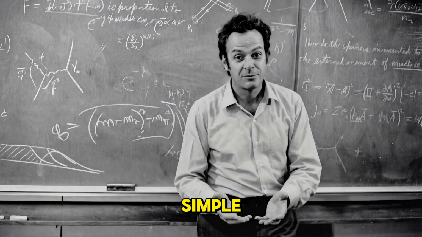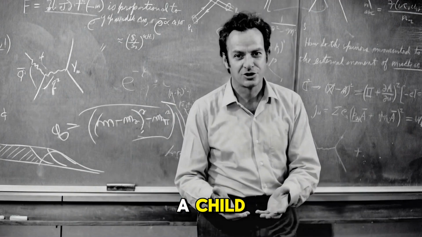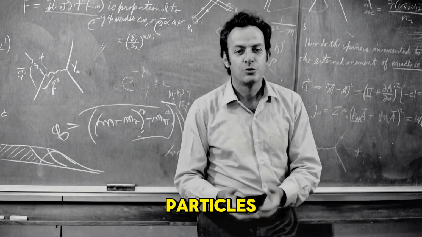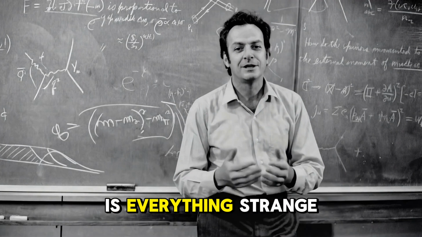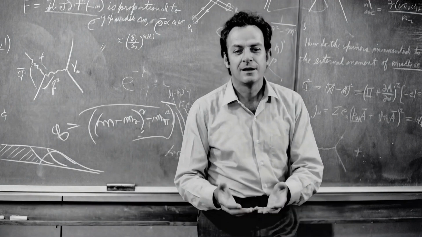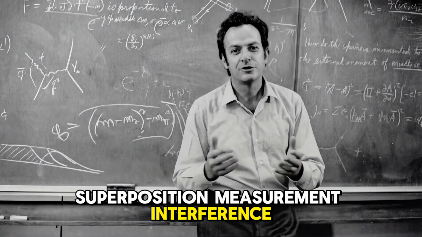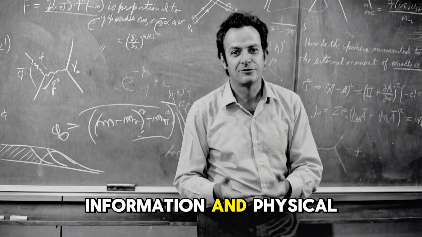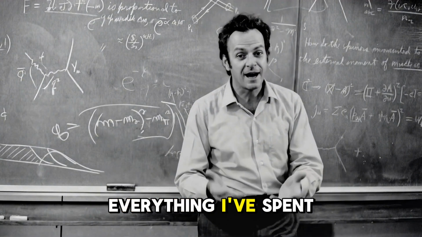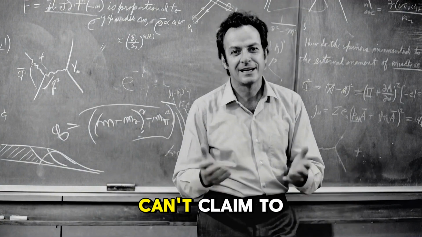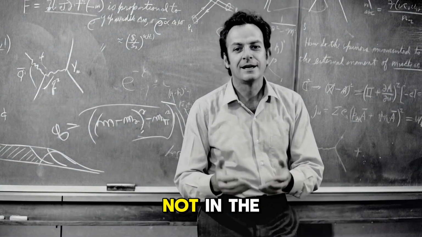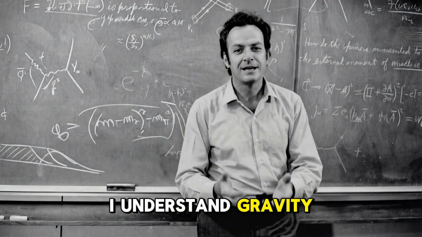Let me tell you what really gets me. The experiment is simple. You can explain the setup to a child. 2 slits, fire particles, watch where they land. That's it. But contained in that simple setup is everything strange about quantum mechanics. Superposition, measurement, interference, the role of information in physical reality. Everything. I've spent decades thinking about this, calculating, teaching, and I still can't claim to truly understand it. Not in the gut-level way I understand gravity or motion.